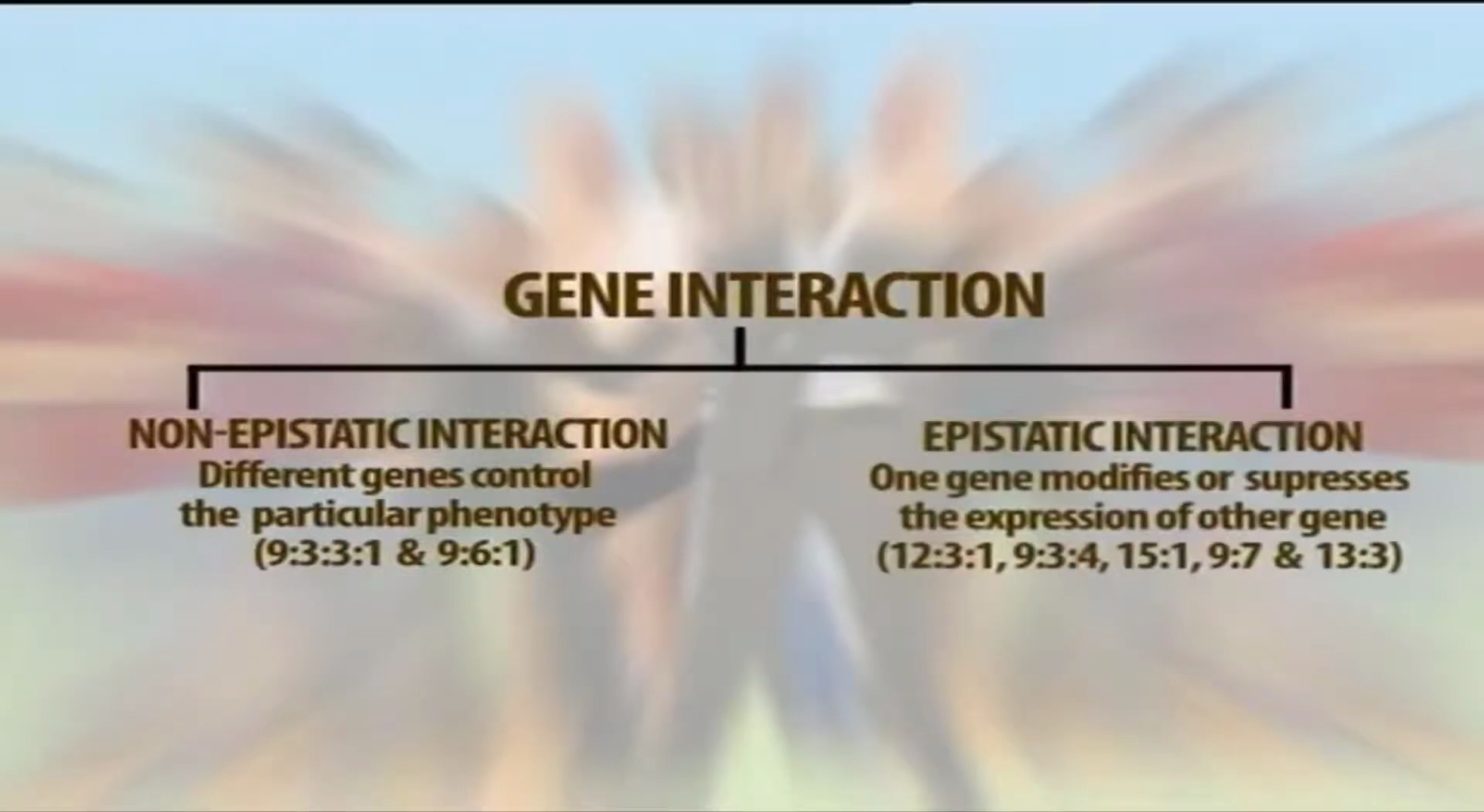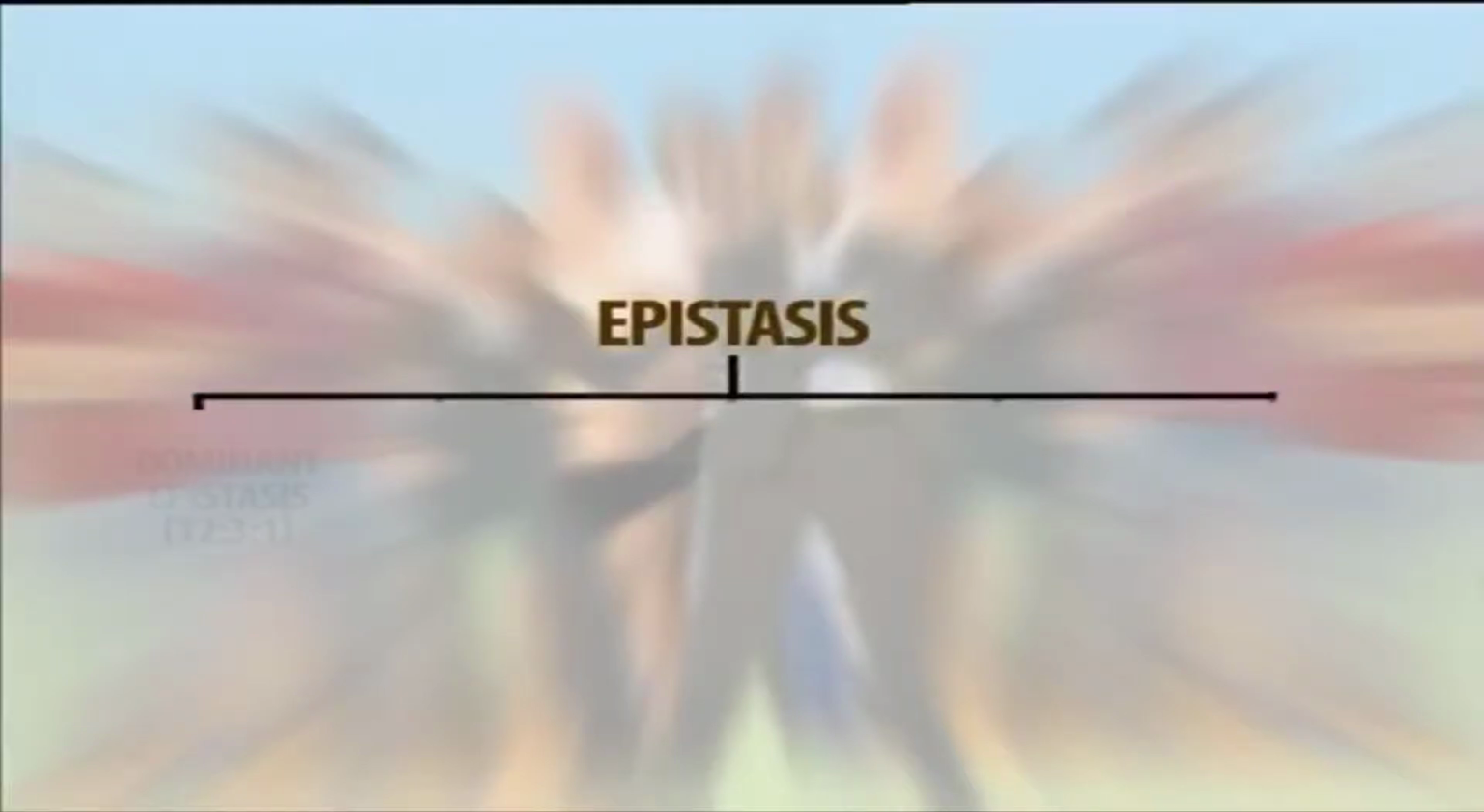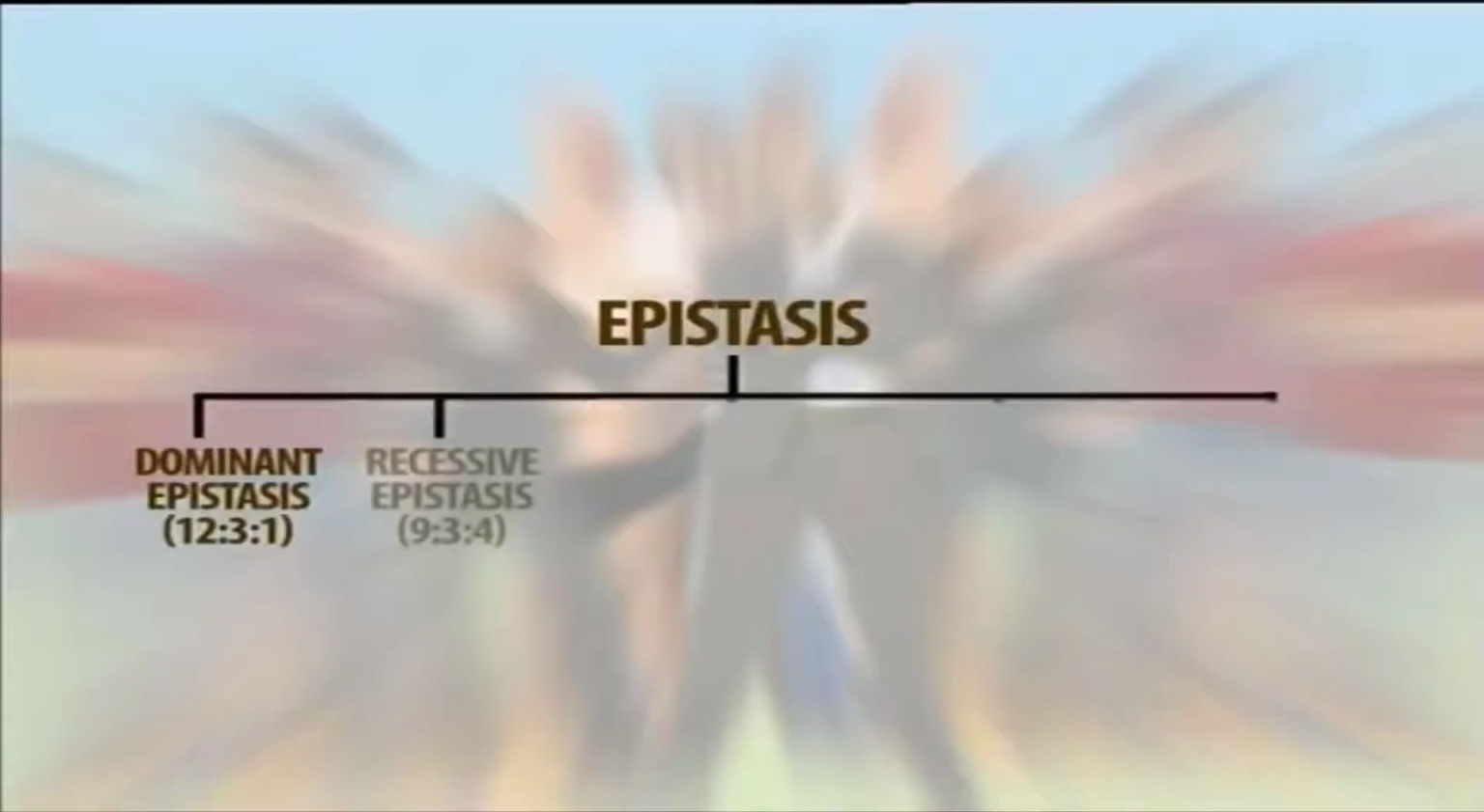Number two, epistatic interaction, in which one gene masks the expression of the other and changes the phenotype. Epistasis is of several types. Number one, dominant epistasis, in which one dominant gene hides the phenotype of the other gene, and the F2 cross produces a 12:3:1 ratio. Number two, recessive epistasis, which produces a 9:3:4 ratio in the F2 generation.